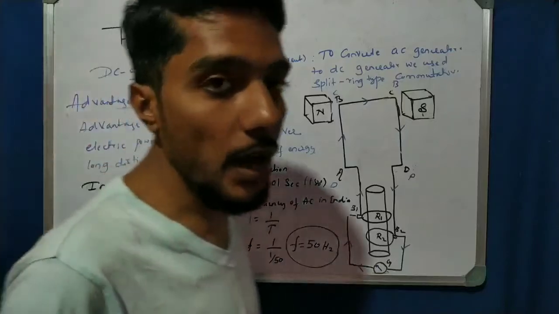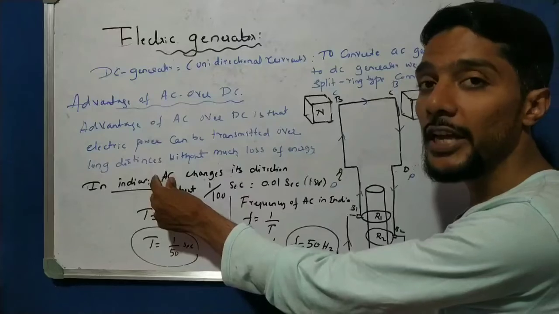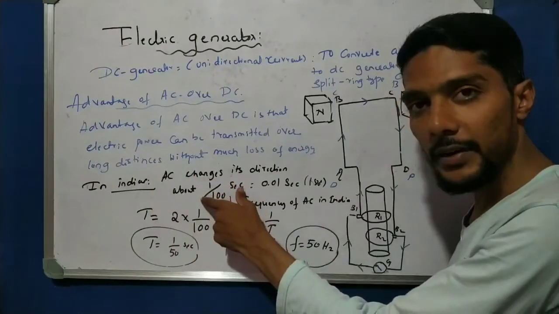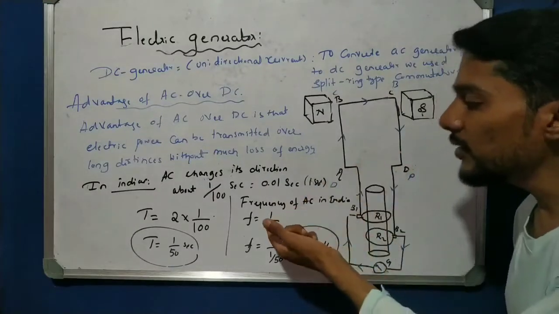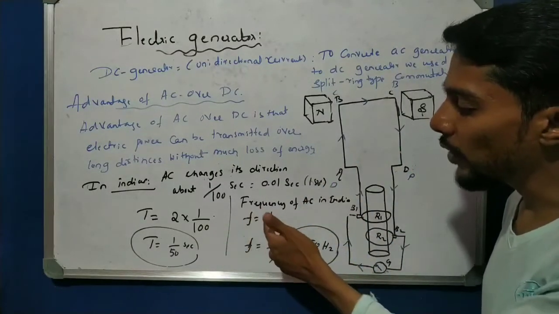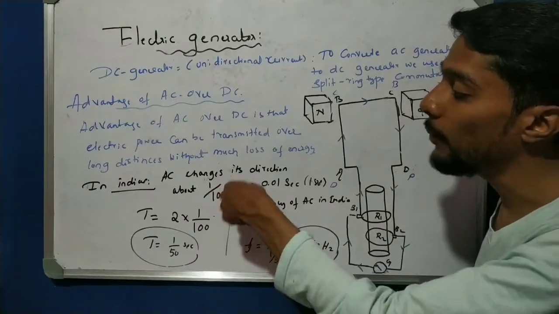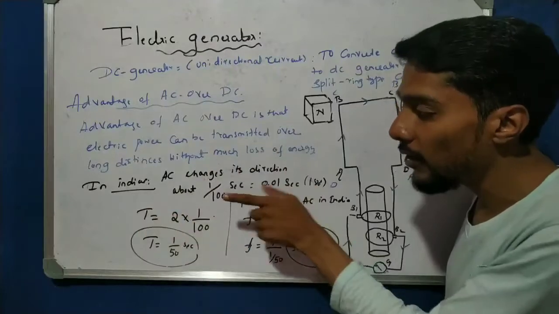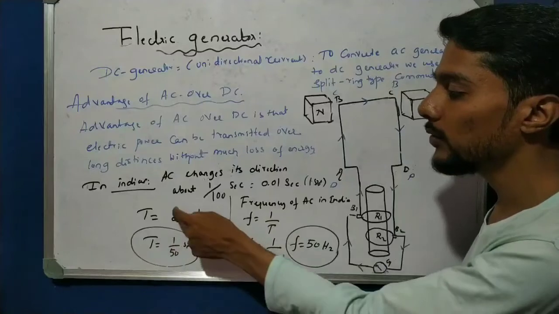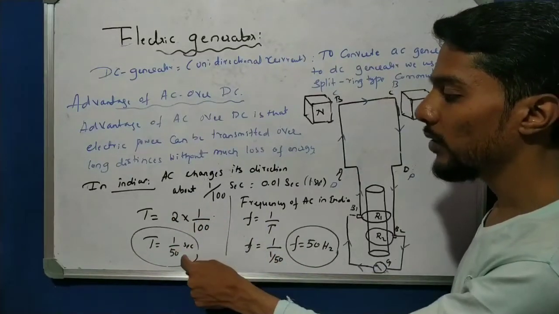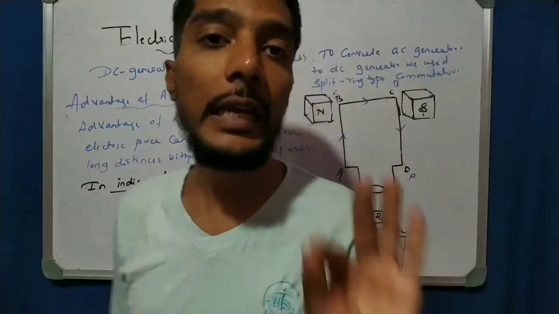In the examination, if they ask in India how much time an AC current takes to change the direction, it is 1 by 100 second, or we also write 0.01 second. And for frequency we calculate f is equal to 1 by T. So 1 by T is 1 by 1/50, because we do not take a single half rotation, we take the complete rotation. For half rotation it is 1 by 100. For another half rotation it is 2 times 1 by 100, which is 1 by 50 second. So the reciprocal means it is 50 hertz. So the frequency of AC in India is 50 hertz.